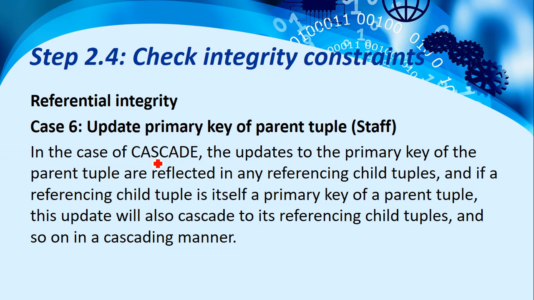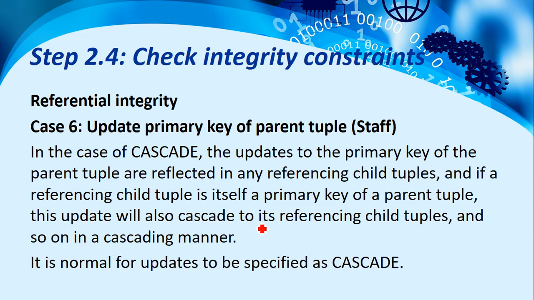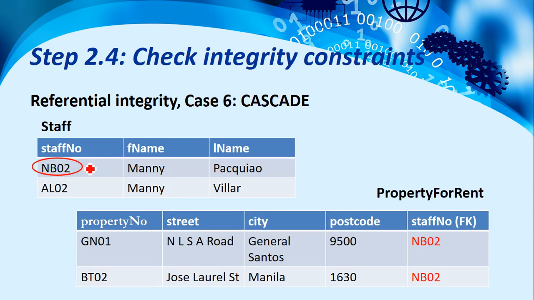So when we say cascade method or strategy, the updates to the primary key of the parent tuple are reflected in any referencing child tuples. And if a referencing child tuple is itself a primary key of a parent tuple, this update will also cascade to its referencing child tuples, and so on in a cascading manner. So for example, this one, NB01. This 2, originally 1, NB01. So if we change this, all the NB01 will become NB02.